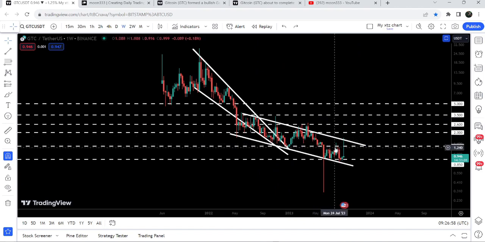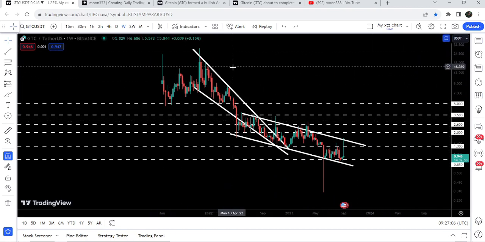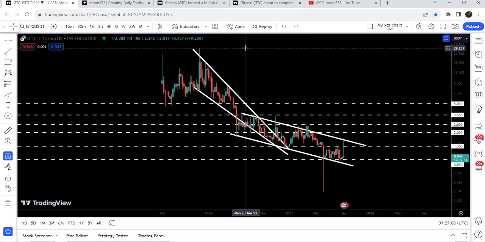The target, by the way, for this down channel breakout will be here at the top of the channel, approximately at $3.50. The final target for this bigger falling wedge pattern breakout is here at the top of the wedge, approximately at $30. So this was the update so far.